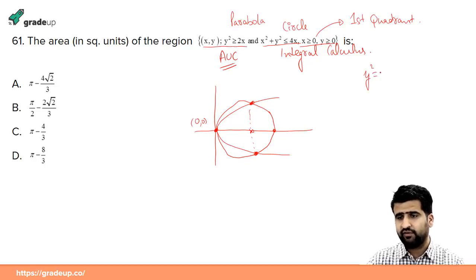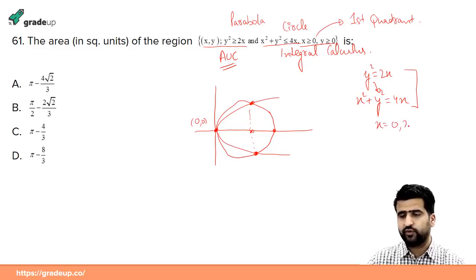Alright, so we have an equation y square is equal to 2x, and the other equation is x square plus y square is equal to 4x. On solving these 2 equations, on putting the value of y square is equal to 2x, the value of x is equal to either 0 or 2. So this will be 2, 2. So this point is 2, 2.